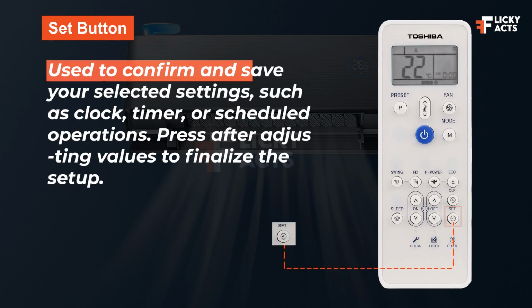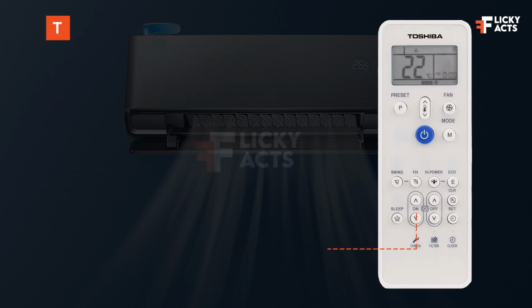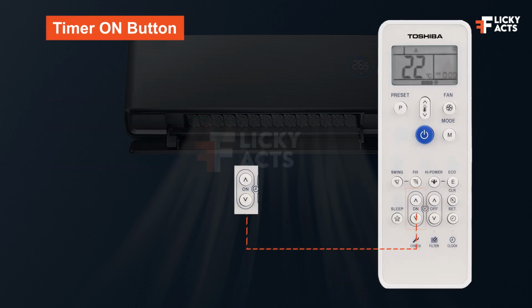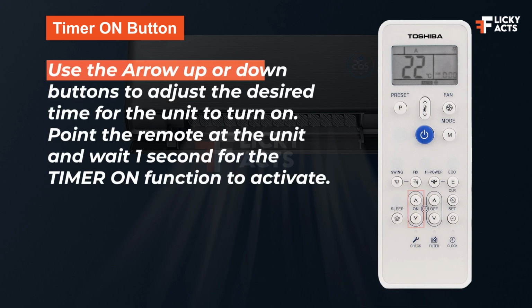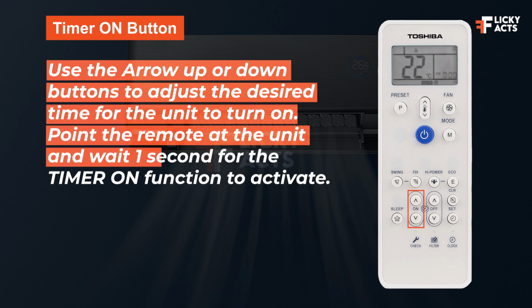Use to confirm and save your selected settings, such as clock, timer, or scheduled operations. Press after adjusting values to finalize the setup. To set the timer for the unit, press the Timer On button to start the on-time sequence. Use the arrow up or down buttons to adjust the desired time for the unit to turn on. Point the remote at the unit and wait 1 second for the Timer On function to activate.